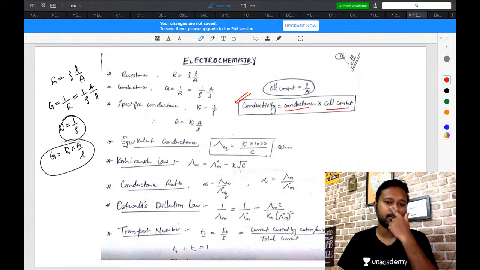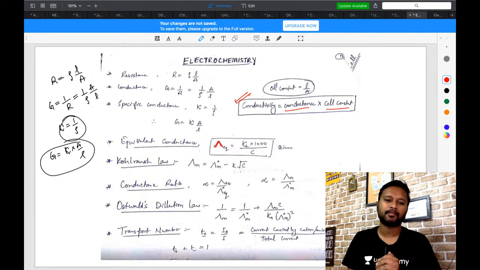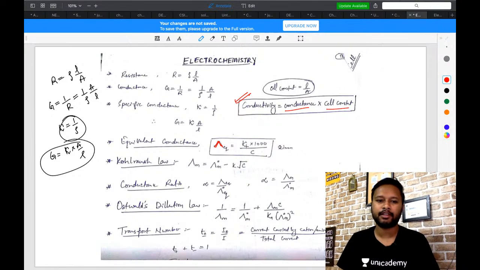The next thing is equivalent conductance. Just like you know the equivalent mass is there, in the same way you have equivalent conductance. Equivalent conductance is denoted by capital lambda. So lambda eq is equal to kappa into 1000 upon C, where C is the concentration, and this has to be expressed in normality. Then only you will get equivalent conductance.